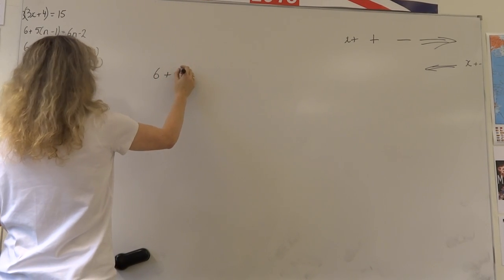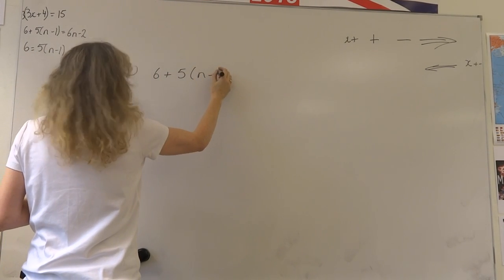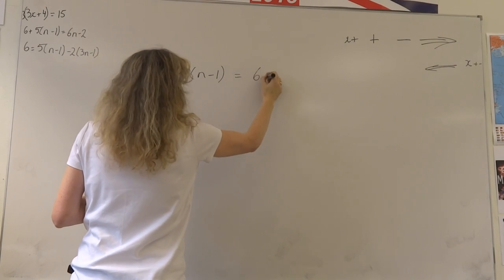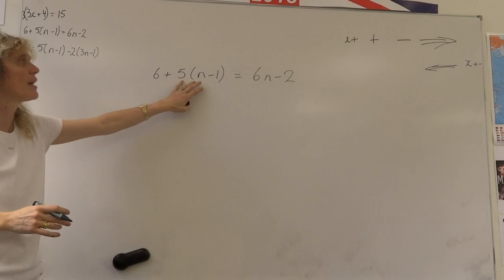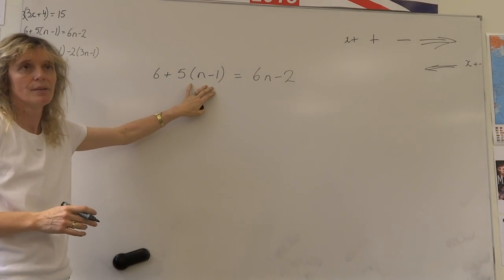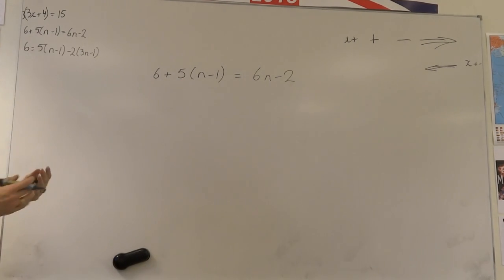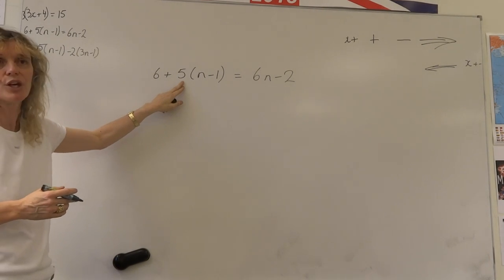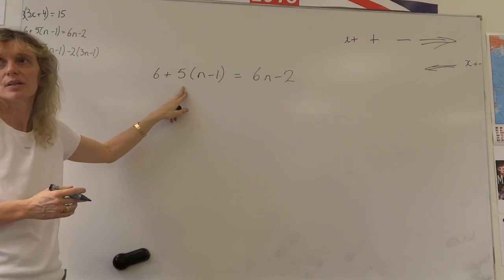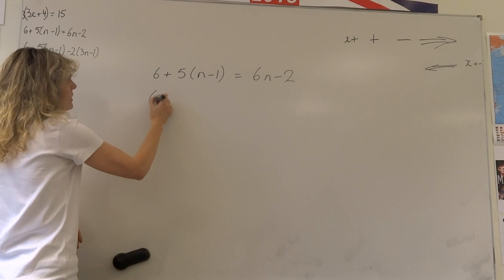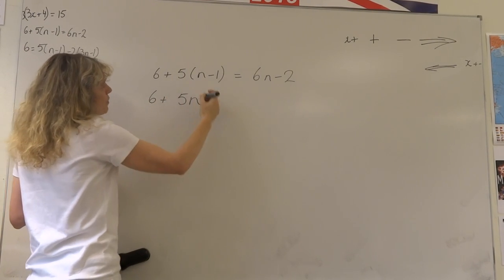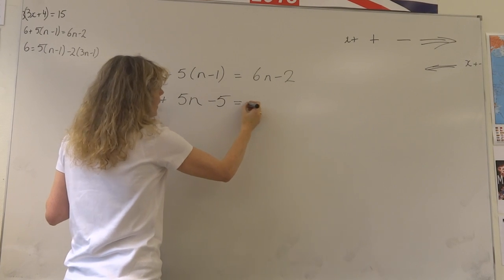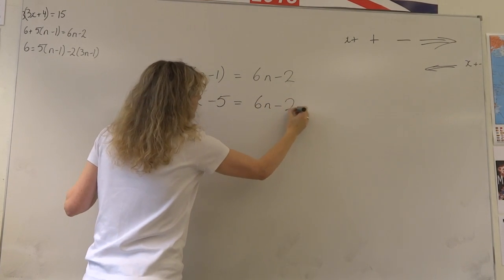6 plus 5 times n minus 1 equals 6n minus 2. Well, before I can start doing anything, I have to get rid of these brackets out here. Because I can't do anything until these brackets are gone, because there's not just one term here, there's a 6 plus. So I have to expand the brackets. 6 plus 5 lots of n, plus 5 times minus 1 is minus 5, equals 6n minus 2.